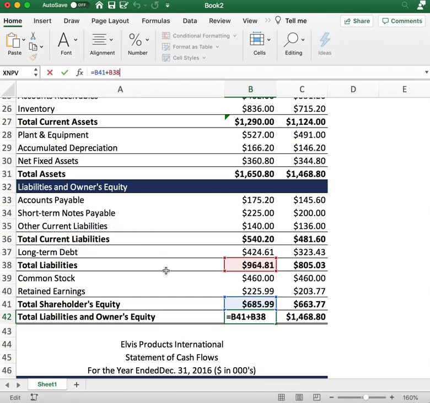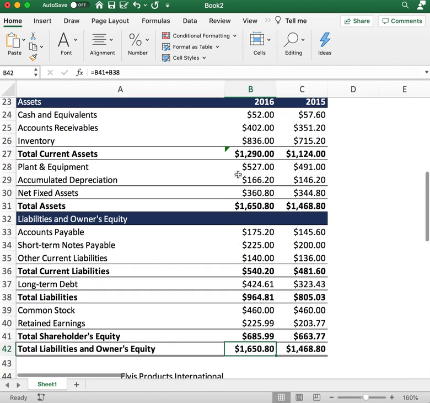shareholder equity. Now, before we move on, we want to make sure that the total liability and owner's equity matches the total amount of assets. So as you see, total assets is $1,650. Total liability is $1,650 as well. So you want to make sure your balance sheet is in balance, and if it's not in balance, then there's probably an incorrect input within the sheet.